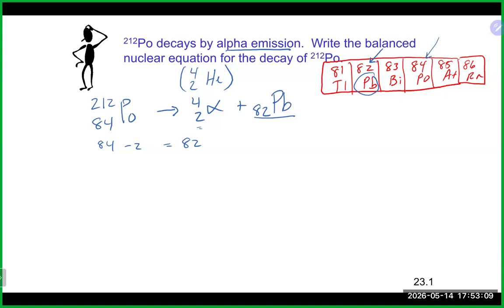And now for our mass number, we're going to do the same thing. We got 212 here and 4 there. So if we take 212 minus 4, it's 208. And that's going to give us a 208 here. And this would be our balanced nuclear equation. We add up the top numbers, and we got 212 on both sides and 84 on both sides as well. Any questions on that there?